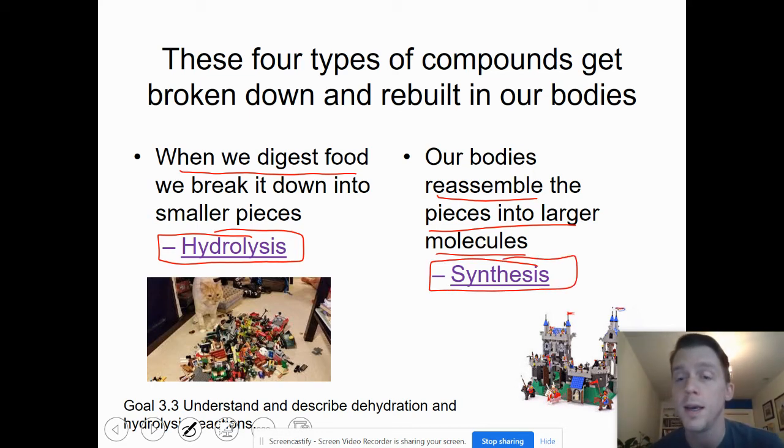Synthesis, building something bigger from smaller pieces. Like we see here, we've taken those Legos that we broke down and we've built them into something new. Hydrolysis, breaking down, synthesis, building up. Our bodies do this all the time. We eat food, we break it down, and then we rebuild it into more of us.